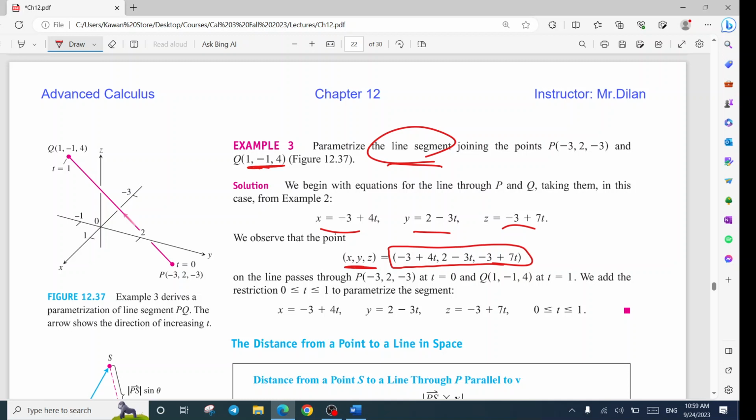For line segment we need one point and a vector. If I have many points, I'm going to construct one vector and use one point. That's it.